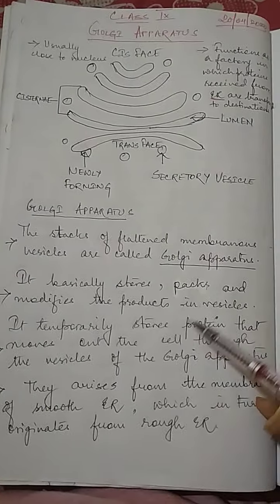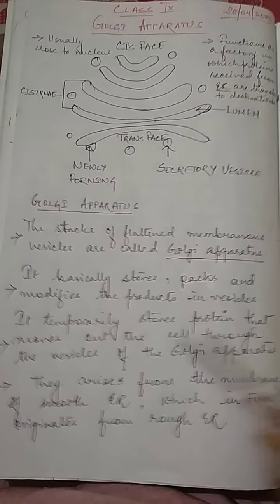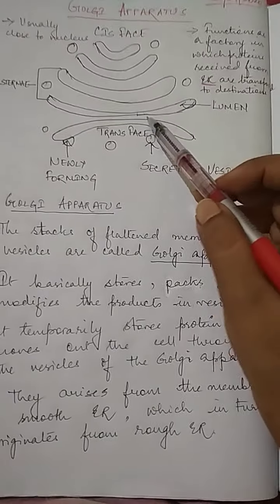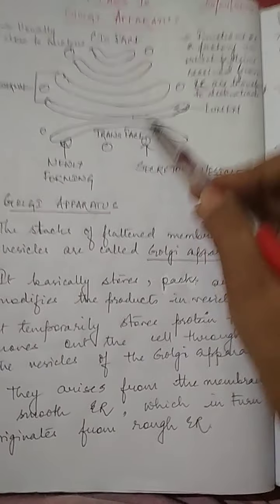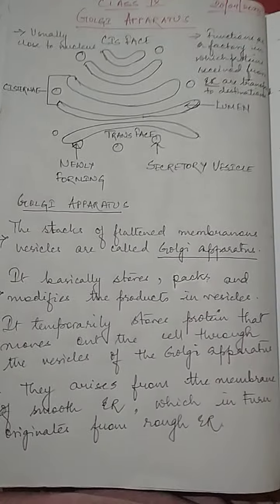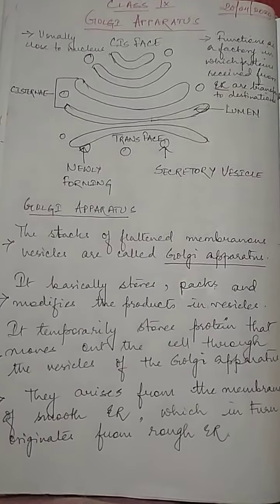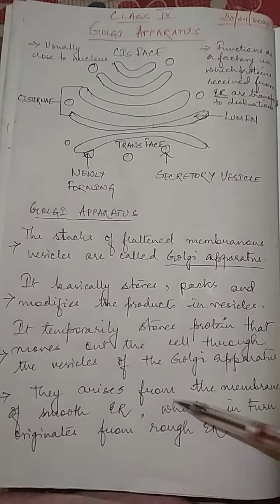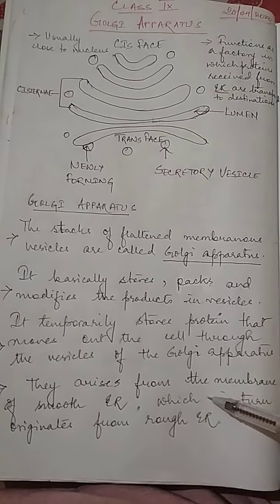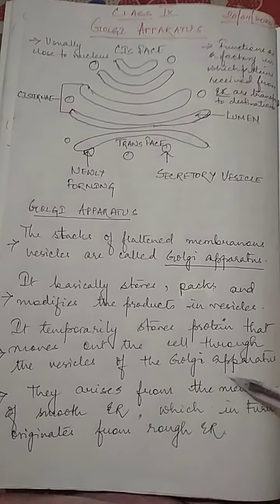It temporarily stores protein that moves out of the cell through the vesicles of the Golgi apparatus. So whatever protein it gets from your ER, it stores over here, and then in the form of vesicles it is transported out. They arise from the membrane of smooth ER, which in turn originates from rough ER.